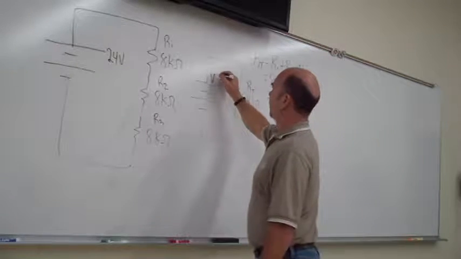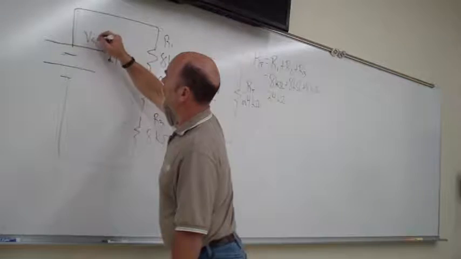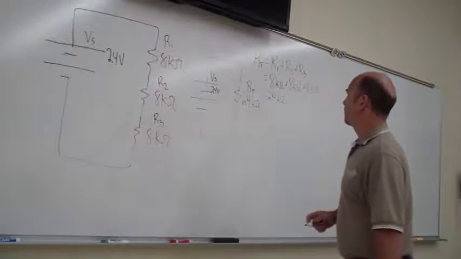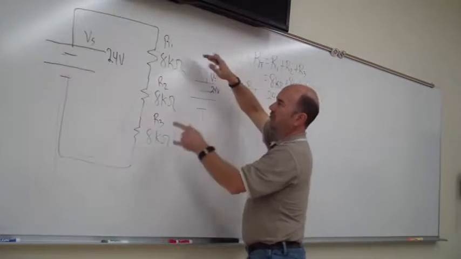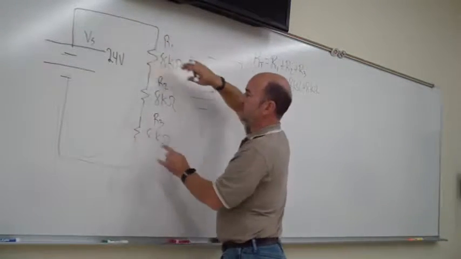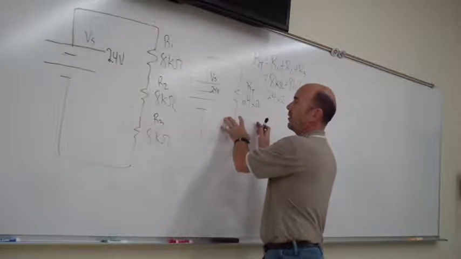And again, this might be my voltage source, still 24 volts. I'll mark that VS, voltage source. This has the same amount of resistance as this circuit does. Does it do exactly the same? By no means does it. It has the same amount of resistance.